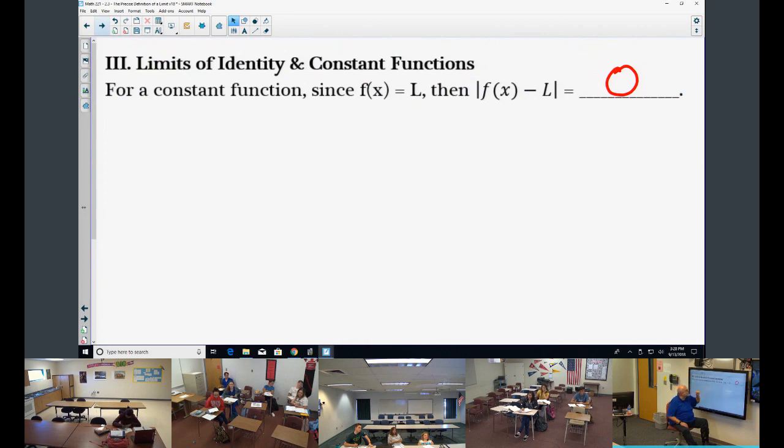Okay, so for a constant function, since f of x is equal to L, then when you do f of x minus L, since these are the same, that absolute value is going to be 0. Now that might seem weird, but that basically means that whatever delta you pick, you're going to be on that constant function.